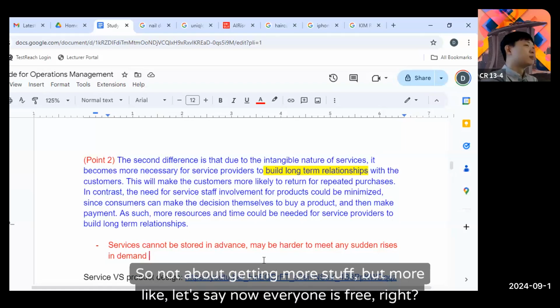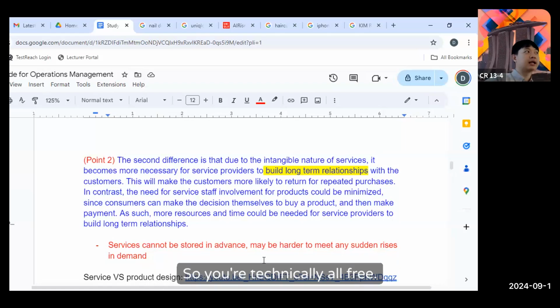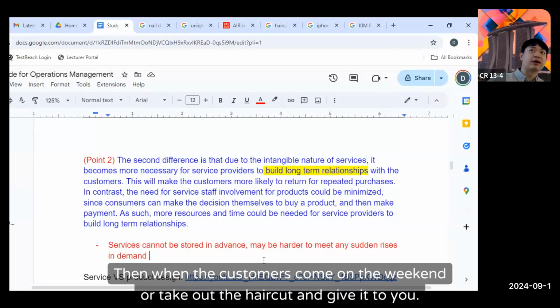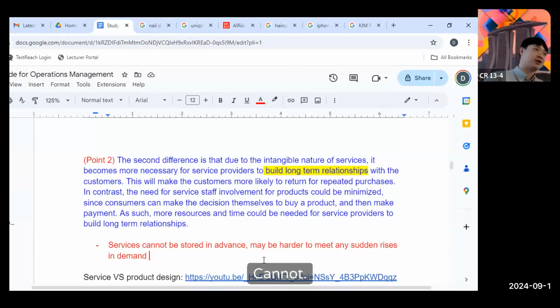So it's not about getting more staff, but more like, let's say now everyone is free, right? 9 a.m., the salons are not yet open, so you're technically all free. Then can we come in here and create, let's say, 20 haircuts to keep first? Then when the customers come on the weekend, we take out the haircut and give it to them? Cannot, right? So that's one.